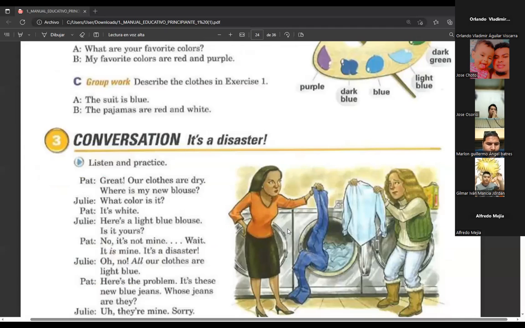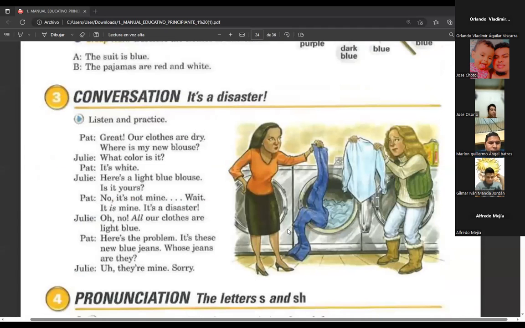On this page, page 23. It is a three. Our clothes are dry. Where's my new blouse? What color is it? It's white. Here's a light blue blouse. Is it yours? No, it's not. It's not mine. Wait, it is mine.